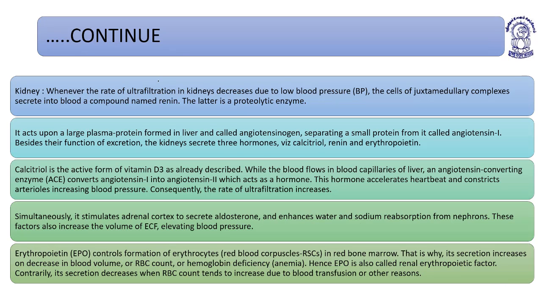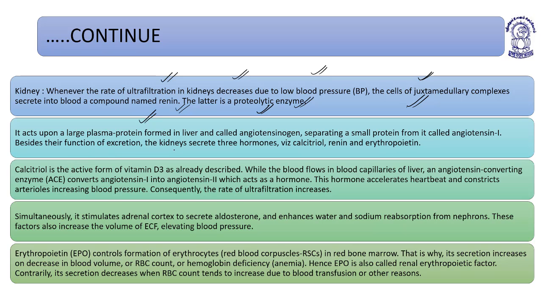Kidney. Whenever the rate of ultrafiltration in the kidneys decreases due to low blood pressure, the cells of the juxtaglomerular complex, macula densa, secrete into the blood a compound named renin. The renin activates the RAA system. Renin is a proteolytic enzyme. It acts upon the plasma protein formed in the liver called angiotensinogen. Angiotensinogen in the presence of renin converts into angiotensin 1. Angiotensin 1 further converts into angiotensin 2 in the presence of angiotensin converting enzyme.